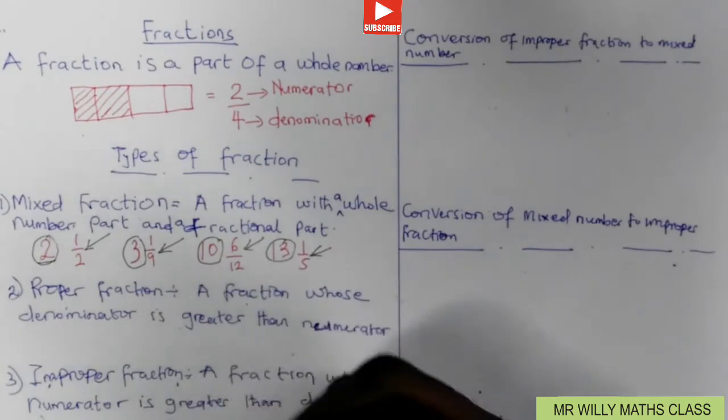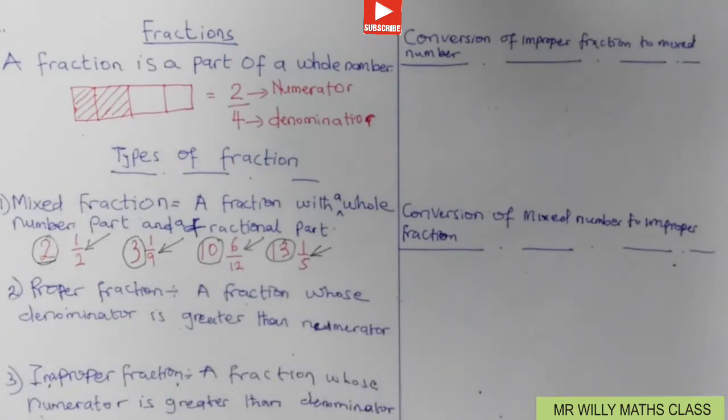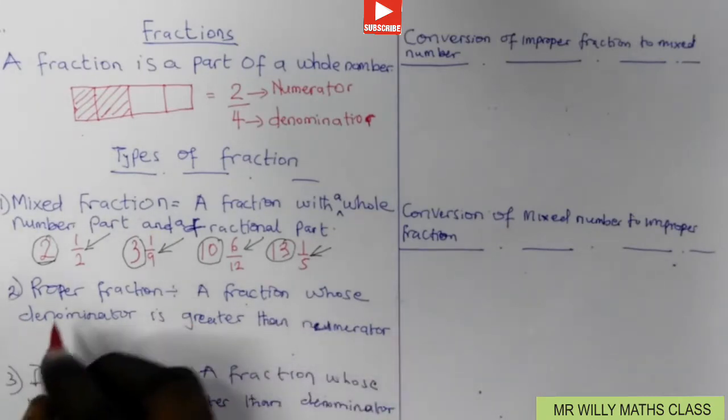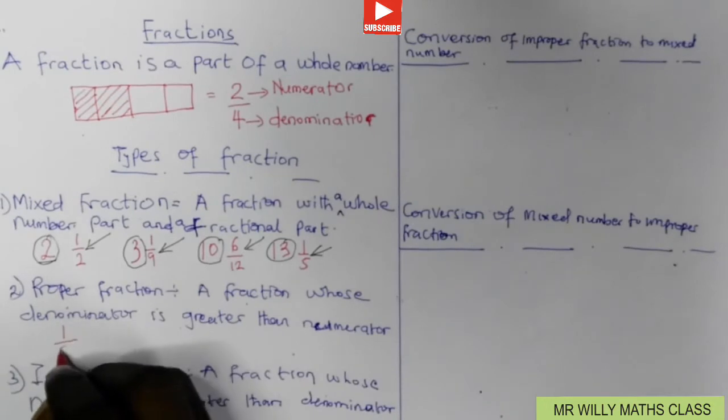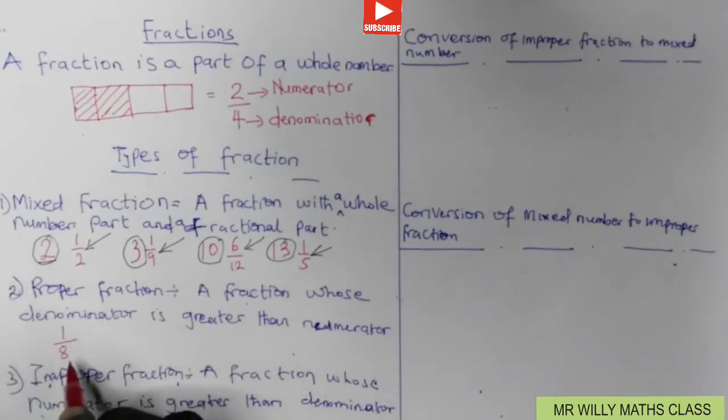Now let's move to another type of fraction. The next one is proper fraction. A proper fraction is a fraction whose denominator is greater than the numerator. That is, if you have something like this, for this fraction, 8 is our denominator. 8 is greater than the numerator. That is, the denominator, which is 8, is greater than the numerator.